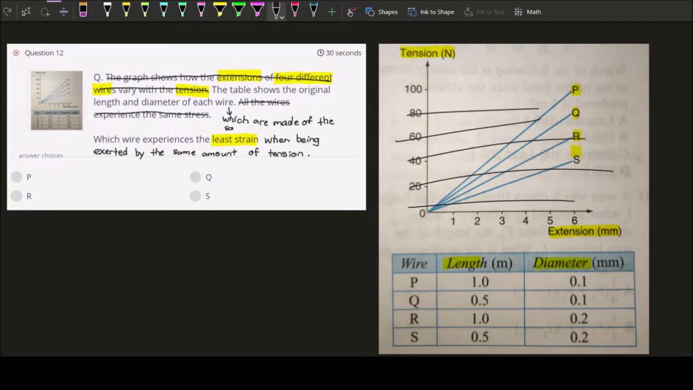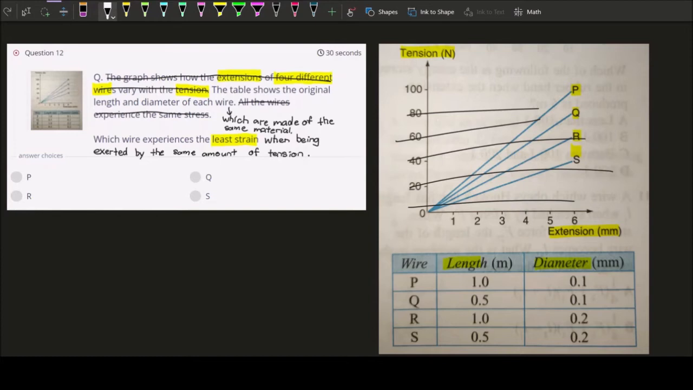Okay, now you might be thinking, am I creating a new question? It's sort of yes, I'm creating a new question right now. All 4 wires have the same material. Their original length and diameter are shown in the table. So now I ask which wire experiences the least strain when exerted by the same amount of tension. I'm basically creating a new question.